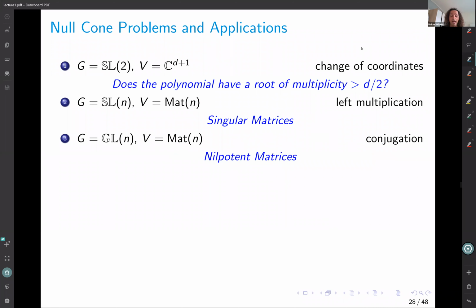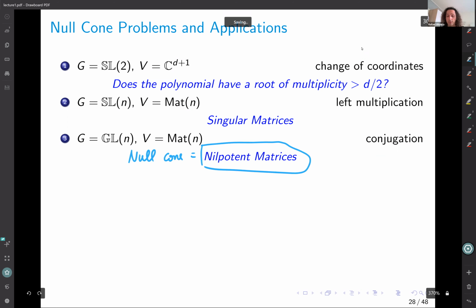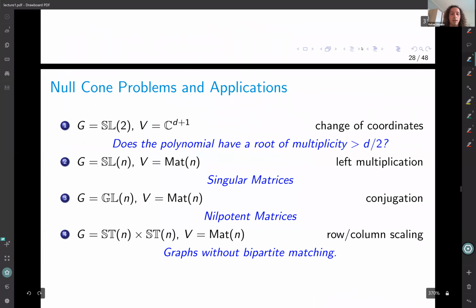And now if we have the conjugation action, it turns out that for this action, the null cone is exactly the set of nilpotent matrices. So again, we're seeing that quite important examples of special types of matrices actually correspond to null cones of certain group actions, okay? So they're geometric objects, right?